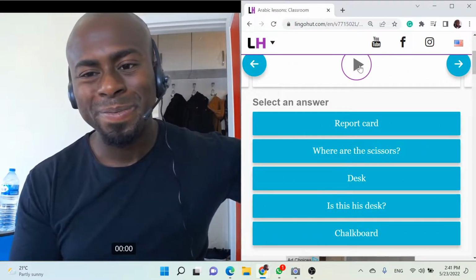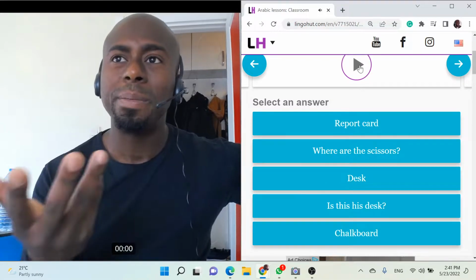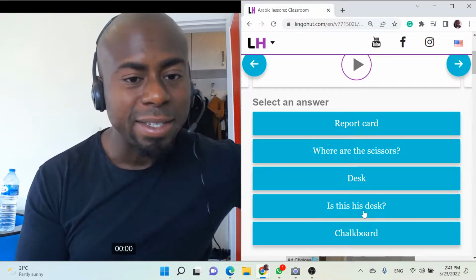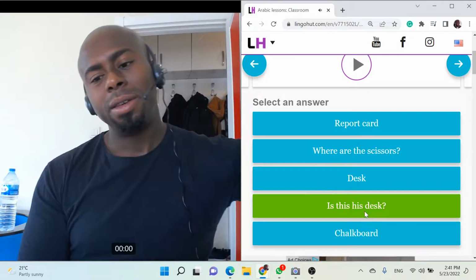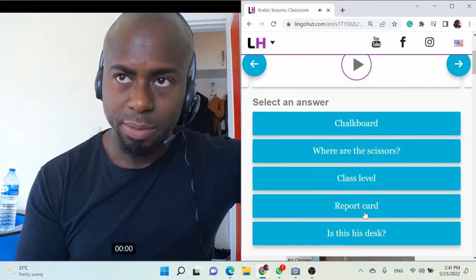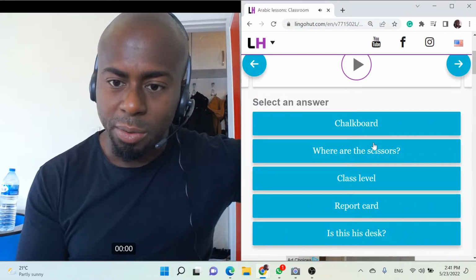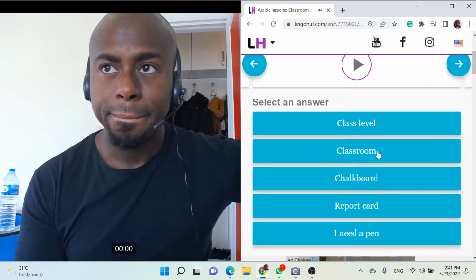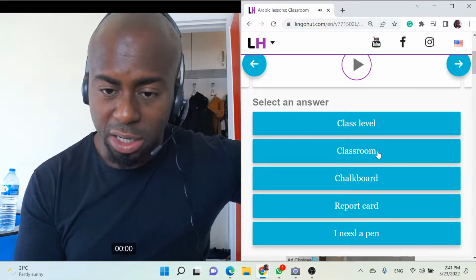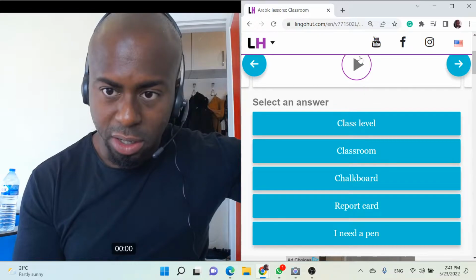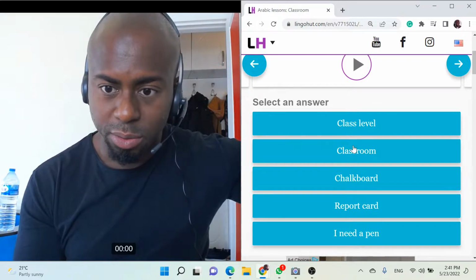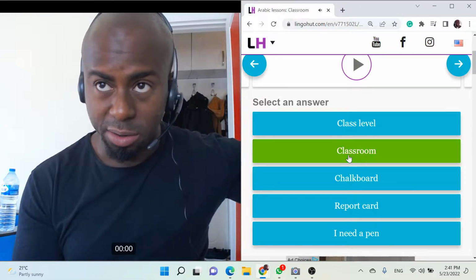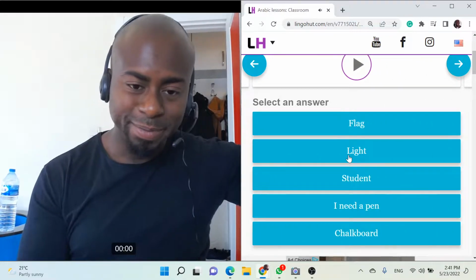الحمد لله. هل هذا مكتبه؟ Is this his desk? مكتبه, desk. أين المقص؟ Where are the scissors? قاعة الدراسة is classroom. قاعة is room, دراسة is study. So, yeah, room of study.